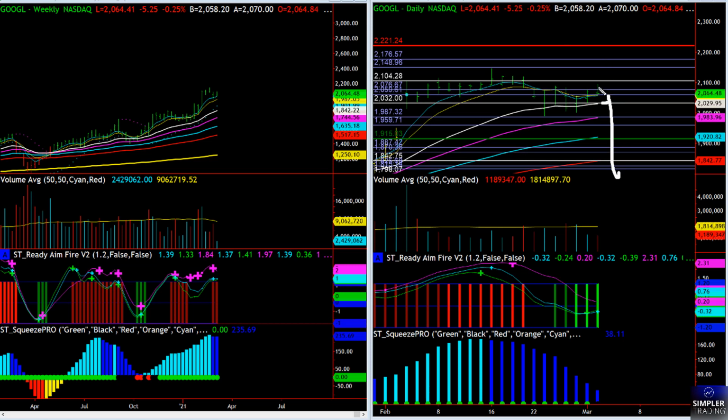So I love this combination of, say, selling put credit spreads on Google, that's bullish, and then you could sell call credit spreads on the Qs, or you could get more aggressive. But that's what I'm looking at now.